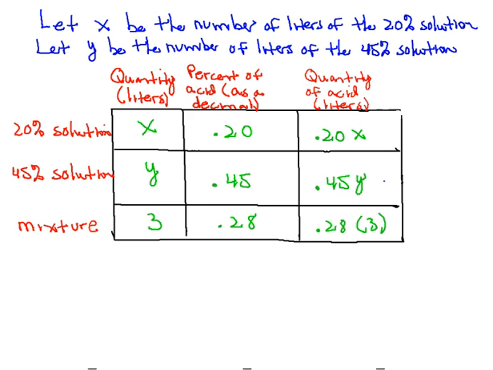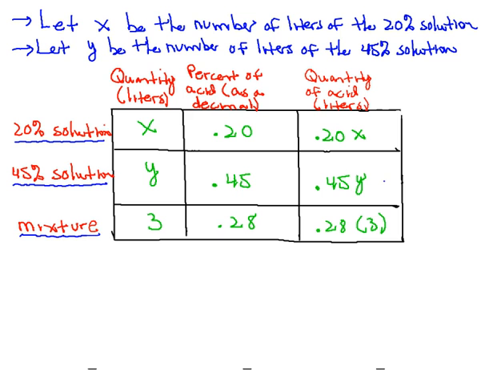Now we next need to represent each of the items in the unknown column using a different variable. And I've chosen to let x be the number of liters of the 20% solution and y the number of liters of the 45% solution. And as we've done in the past, I think it will be helpful if we organize the information into a chart. So I've created 3 rows here. The first row will represent information about the 20% solution. The second row, information about the 45% solution. And the third row, information about the mixture.